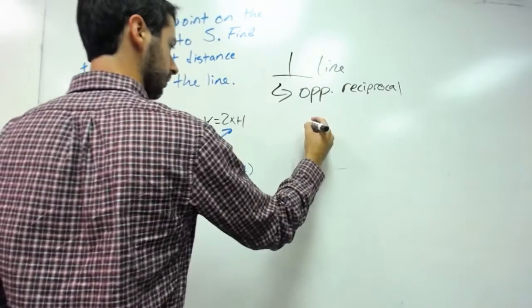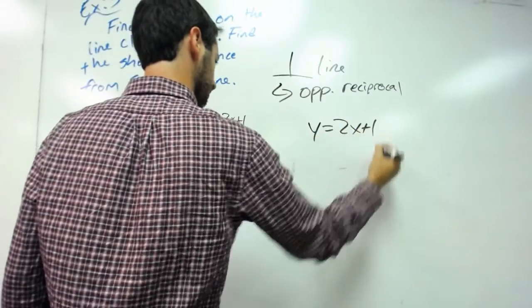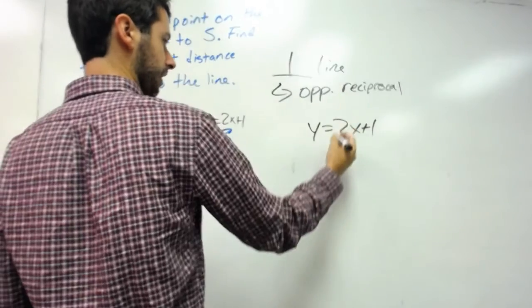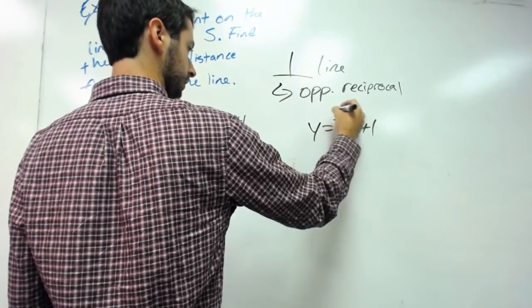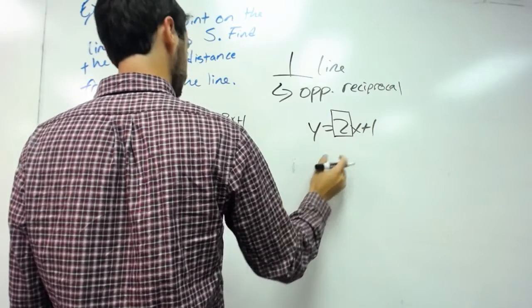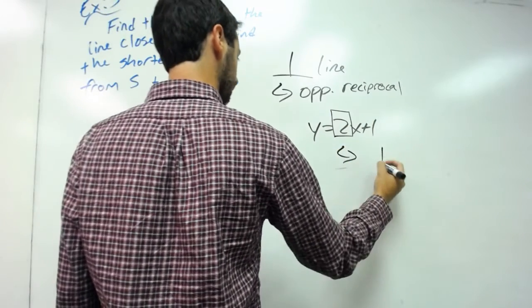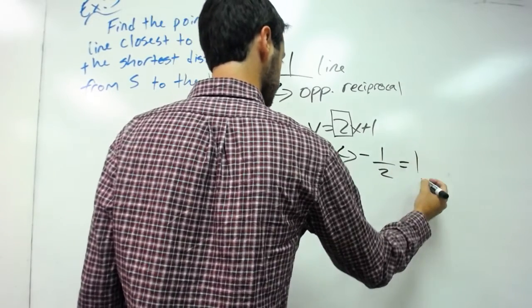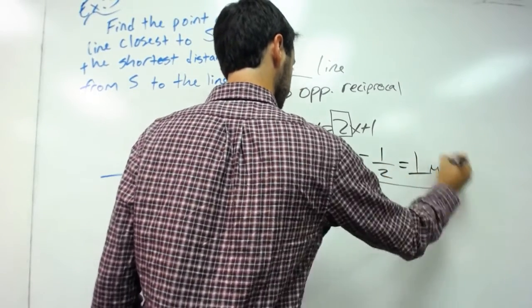So we look at y equals 2x plus 1, and we got to find the opposite reciprocal of the slope. Here is our slope. That is our m. So what we need to do is flip that to be 1 over 2, and since it's positive, we make it negative. So there's our perpendicular slope.